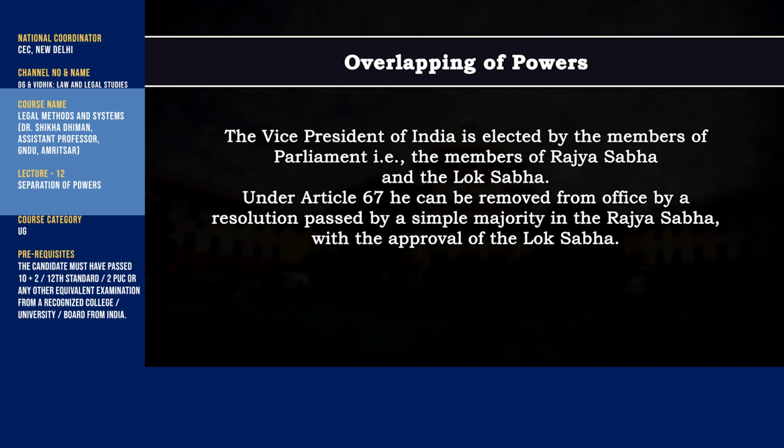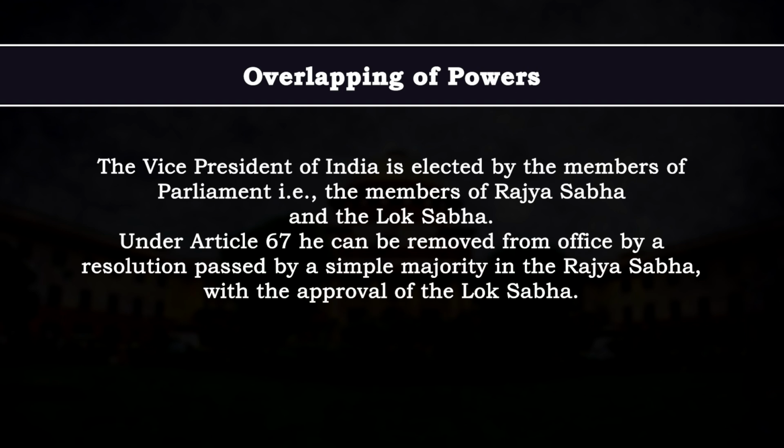Again, another provision is Article 67. Under that, he can be removed from office by a resolution passed by a simple majority in the Rajya Sabha with the approval of the Lok Sabha.